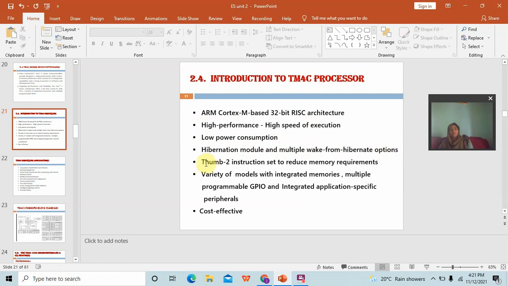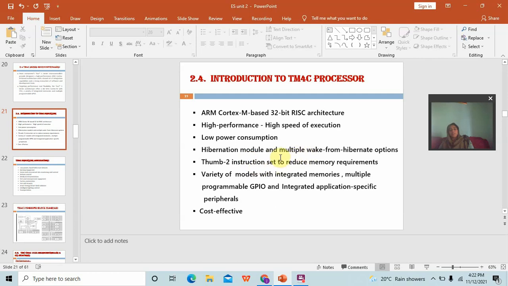It offers the Thumb-2 instruction set to reduce memory requirements. Mainly we have two types of Thumb instructions, Thumb-1 instructions and Thumb-2 instructions. The TM4C processor offers the Thumb-2 instruction set mainly to reduce memory requirements. It means it will allow 16-bit instructions as well as 32-bit instructions.